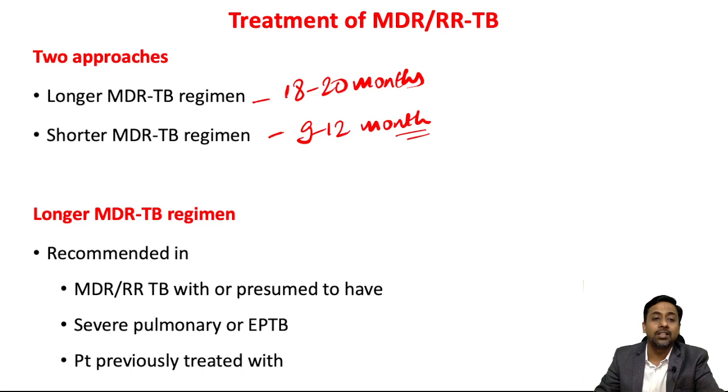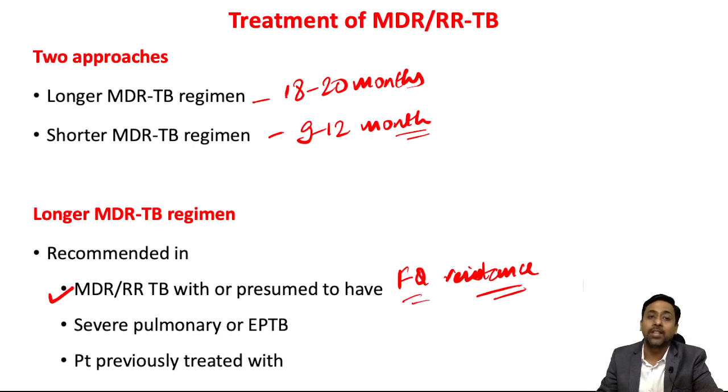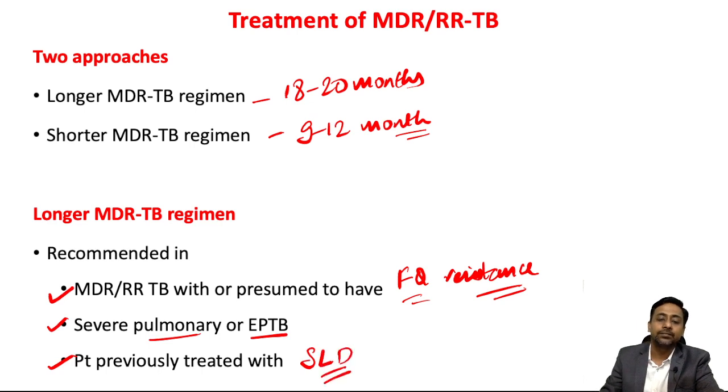And the longer MDR-TB regimen is recommended when MDR or RR-TB is present and the strain is presumed to have or confirmed to have fluoroquinolone resistance. Or if the patient is suffering from severe pulmonary or extrapulmonary TB, or the patient was previously treated with second line drugs. Okay, so if either of these three conditions is there, then we will prefer the longer MDR-TB regimen.